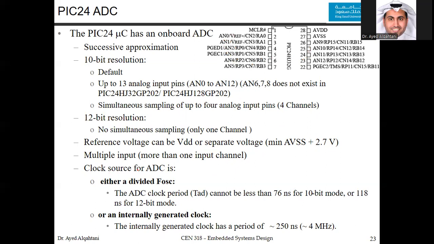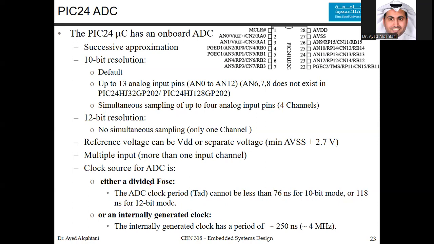Now for the clock source of the ADC, you have two sources. Either you have a divided frequency of oscillation, and in this case, the ADC clock period, which we will call TAD, for T analog to digital conversion, cannot be less than 76 nanoseconds for 10-bit mode, or 118 nanoseconds for 12-bit mode.